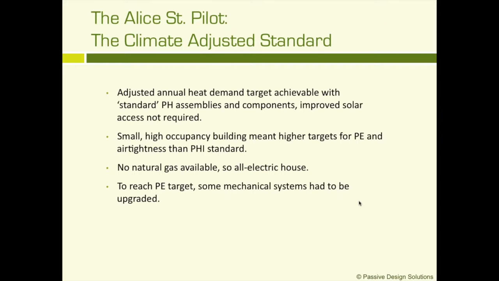So then when we worked as a pilot to the climate adjusted standard, the improved solar was not required. The small high occupancy of the building meant we were in better shape for the primary energy targets, and the air tightness, because the building was quite a compact shape, so we didn't have a huge surface area of building envelope. There's no natural gas available at the site, so this is an all-electric site, again pushing the primary energy target. So we needed to upgrade some mechanical systems in order to achieve even the climate adjusted standard.